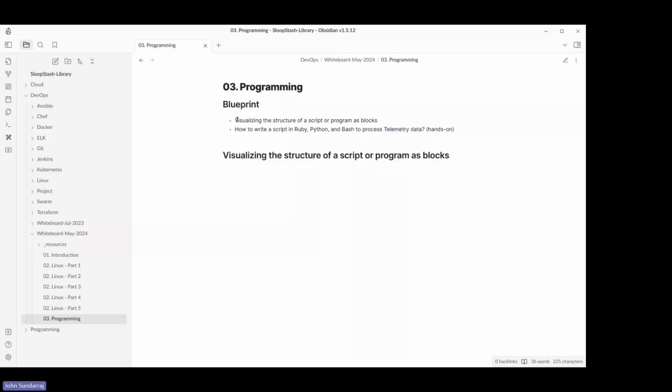So first we're going to discuss this visualization of how you can structure a script or how you can structure a program in a block based approach. Okay, so now I just open a small drawing for that.